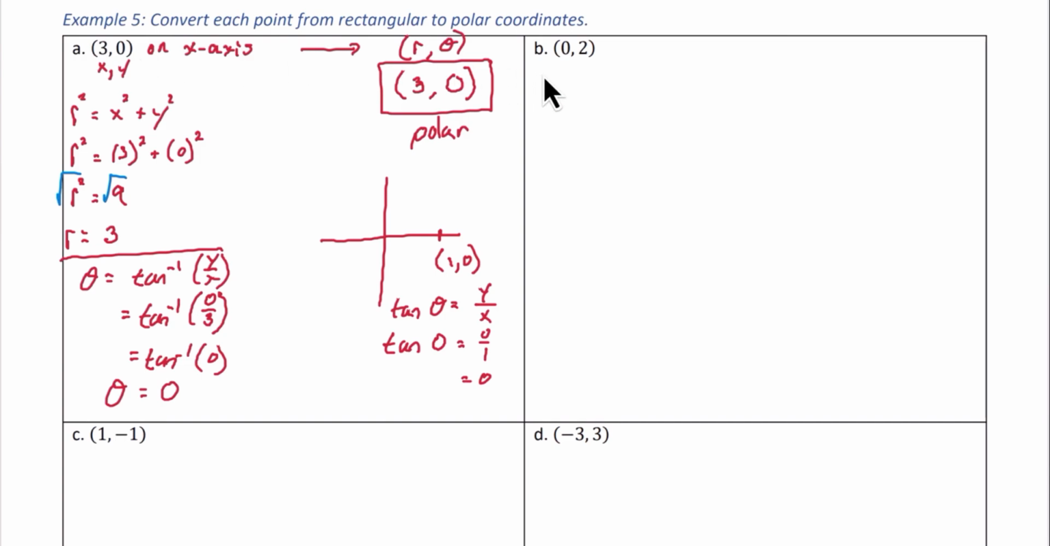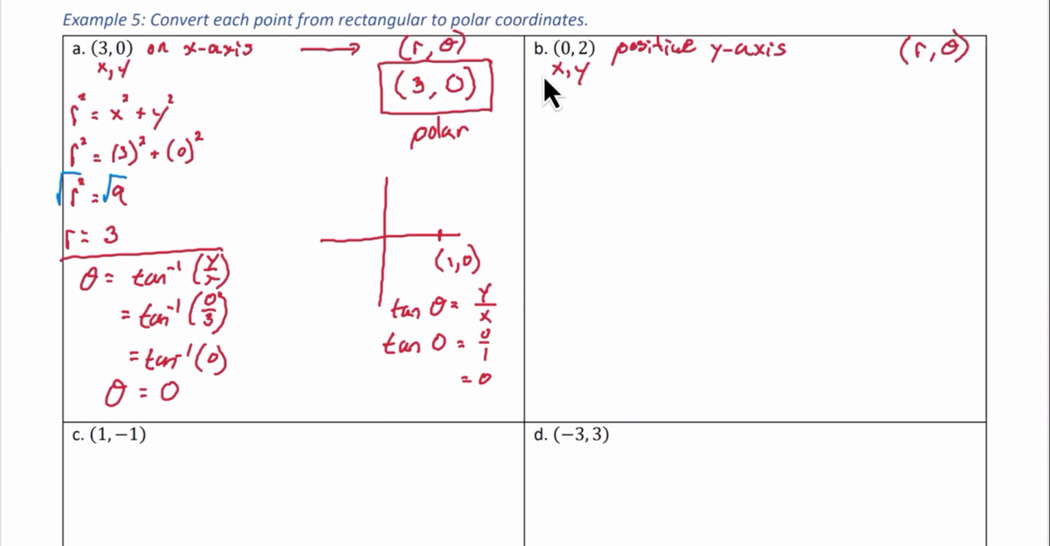In example B, we have the rectangular coordinate 0, 2. Again, keep in mind we're given x and y. And our goal is to find the polar version of this point. Recognize where this point is. This point is on the positive y-axis. And again, we will ultimately find our theta.